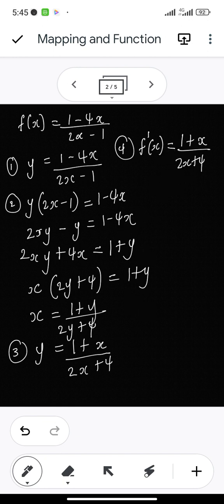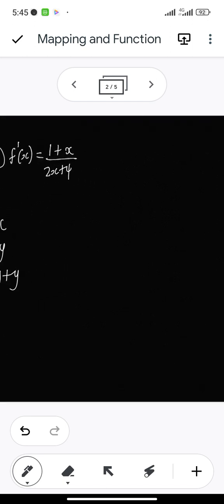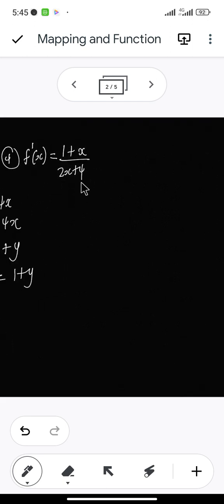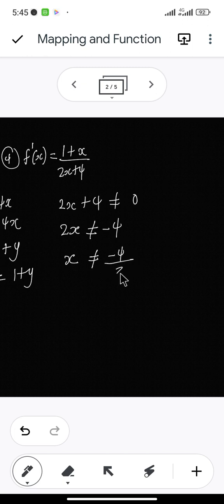Now for the domain of this, same thing applies. This is a fraction, so the denominator cannot be equal to 0. So 2x plus 4 cannot be equal to 0. Take this over to the other side. So 2x cannot be equal to negative 4. Divide both sides by 2. You have x cannot be equal to negative 4 over 2. x cannot be equal to negative 2, because when this divides, you get negative 2.